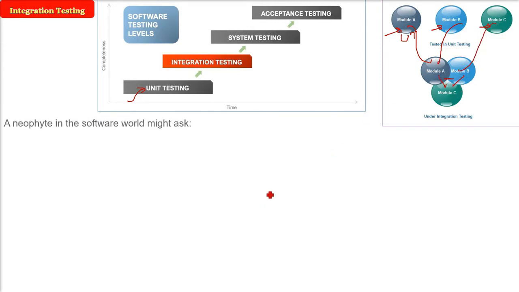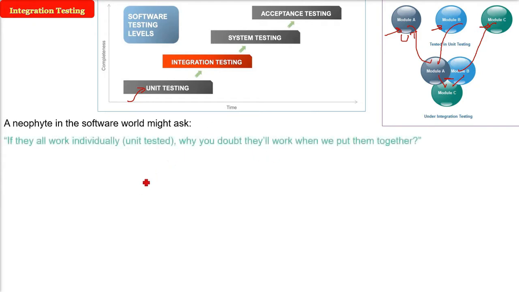A new person or novice in the software field will definitely have this question in mind: if these components you have already tested are working fine, why do you have a great doubt that when you combine them and then test, they will not work together? Why do you have this doubt, because everything has been tested? When you combine them, why would they not work? Why do you need to test?